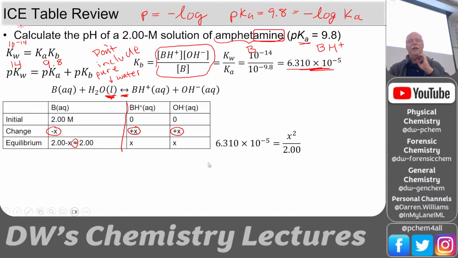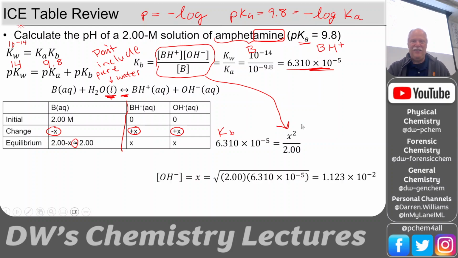And so now we can write out that equilibrium constant expression. So this is the Kb. And you see that in this equation we have the OH minus on top and the BH plus on top, and both of those are x, so that's where we get the x squared. Is this coming back to you? It's been a while. Okay, good. And then we can solve for that x, the square root of the nominal concentration, Cb times Kb. Take the square root, and we end up with 1.123 times 10 to the minus 2.